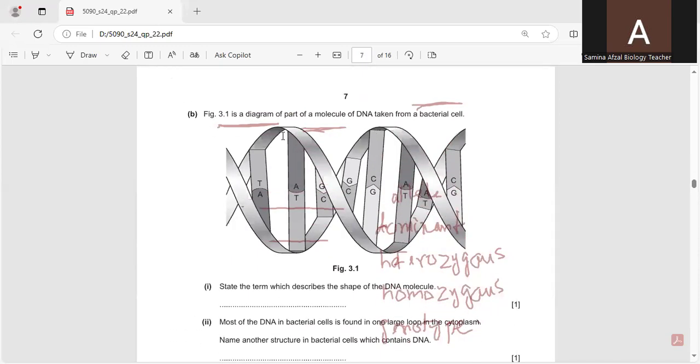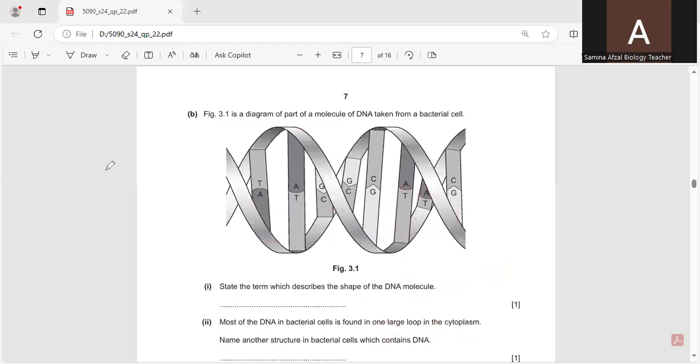And in the next part, they have shown a diagram of a part of a molecule of DNA taken from a bacterial cell. State the term which describes the shape of the DNA molecule. And you can say, students, the DNA is a double helical structure. You can see two chains, they are twisted together. So we will write double helix.